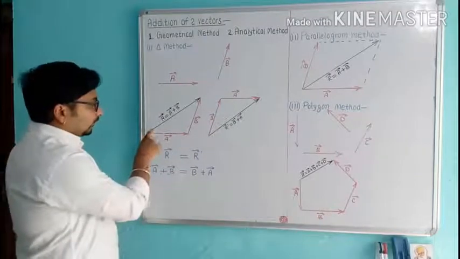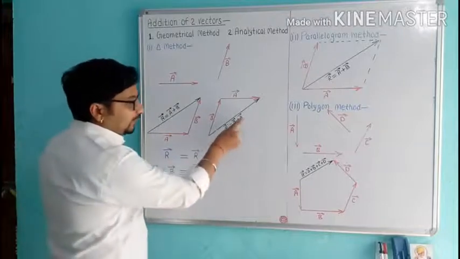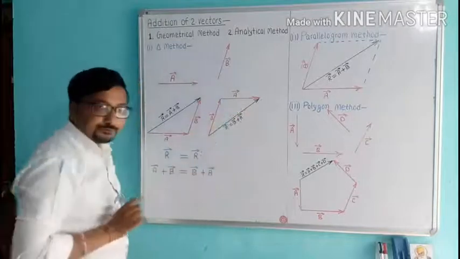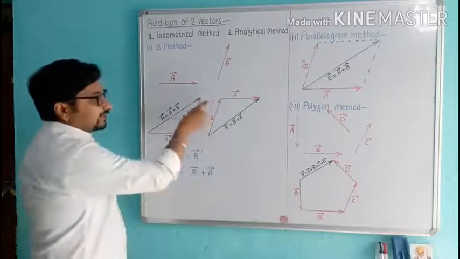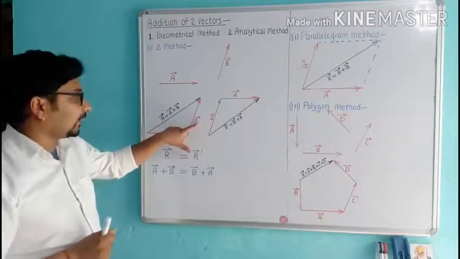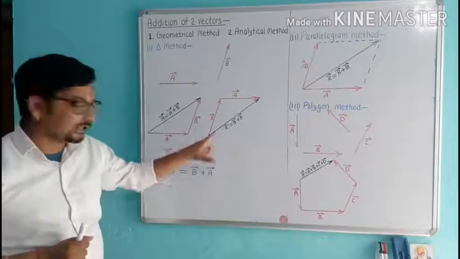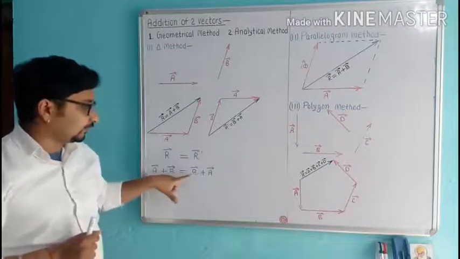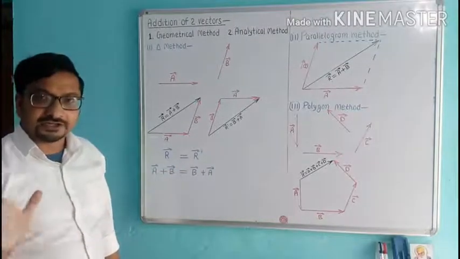Now, the resultant of A and B, that is vector R, and the resultant of B and A, that is vector R dash, have the same magnitude, that is the same length, and the same direction. That is, vector R is equal to vector R dash. That is, A plus B is equal to vector B plus vector A. That means vector addition is commutative in nature.